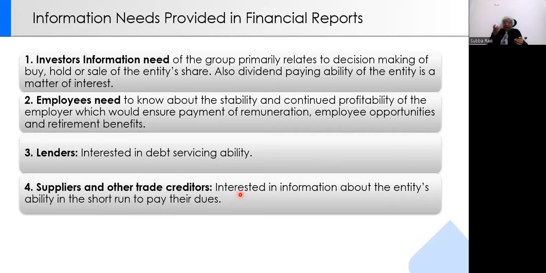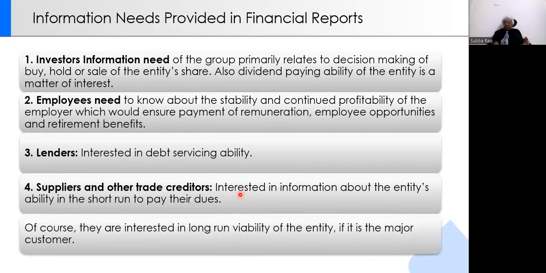entity, meaning the company's ability. First, in the short term at least, I have given him credit only for 3 months, whether he will be able to repay me the amount for which I supplied goods on credit. That's why they are known as trade creditors. Now I, as a banker, am a financial creditor. I give them money, but trade creditors supply goods. Of course, they are interested not only in the short term but also in the long-run viability of the entity. He is a major customer.